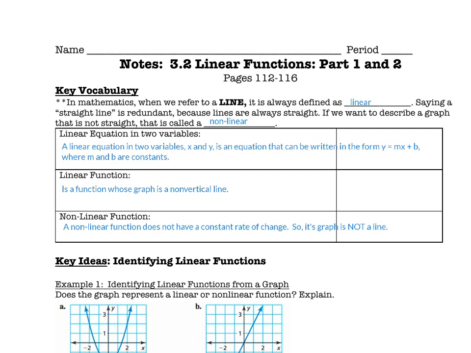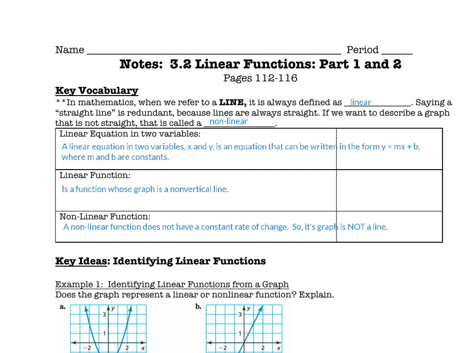So for our key vocabulary, in mathematics, when we refer to a line, it is always defined as linear. Saying a straight line is redundant because lines are always straight. If we want to describe a graph that is not straight, that is called a nonlinear function.